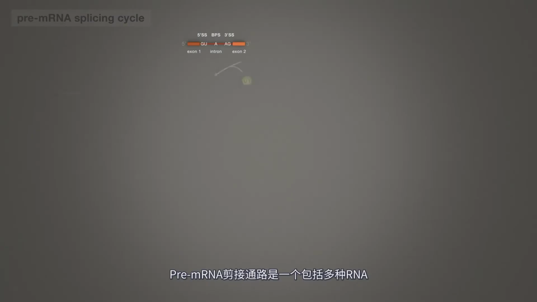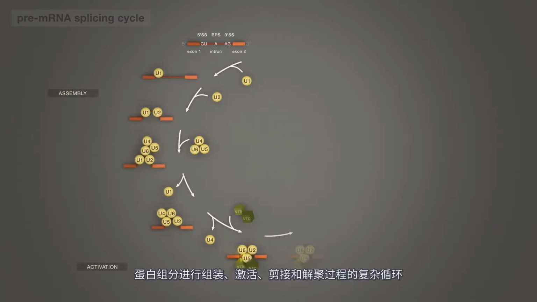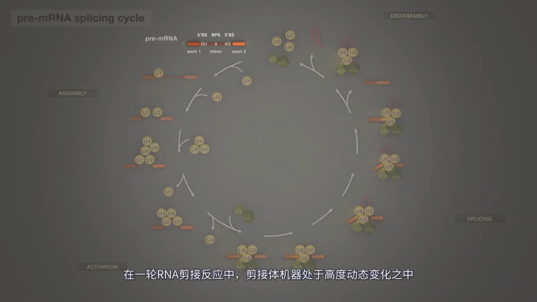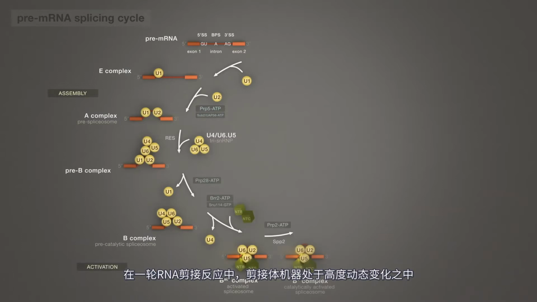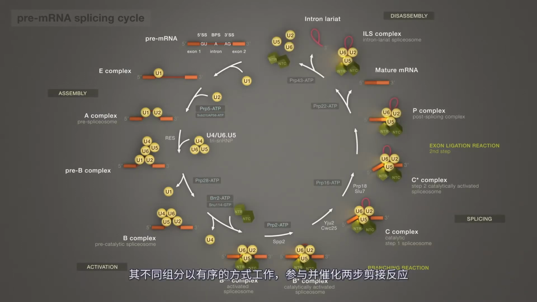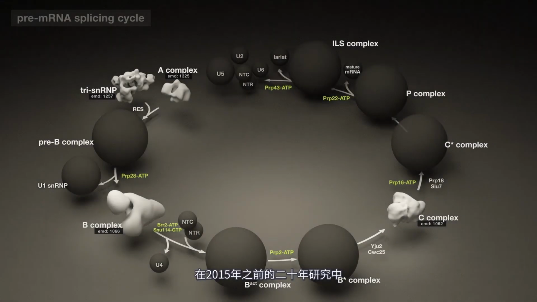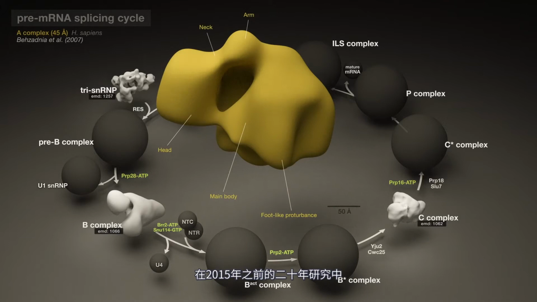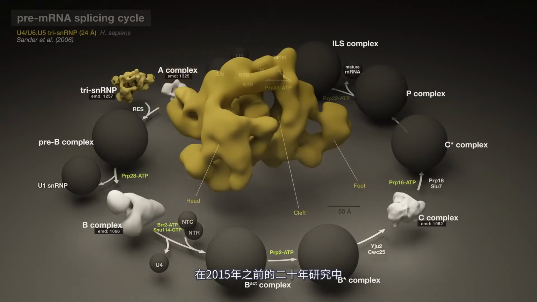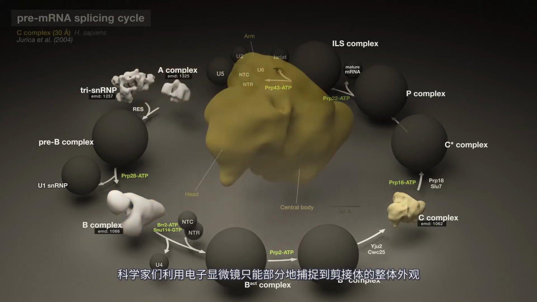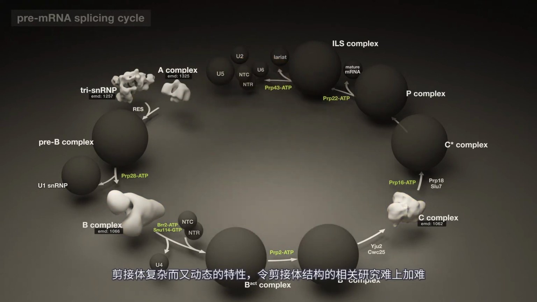The pathway is a complex cycle of RNA protein assembly, activation, splicing, and disassembly. Distinct components of highly dynamic spliceosome machinery function in an orderly fashion and catalyze each two-step splicing reaction. Electron microscopy had partially captured the spliceosome, and only in its general overall appearance, during 2 decades of study before 2015, made difficult by its formidable dynamic nature.